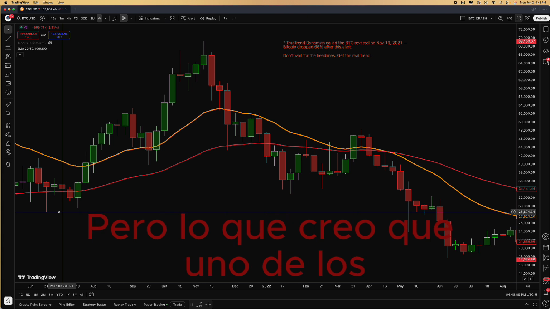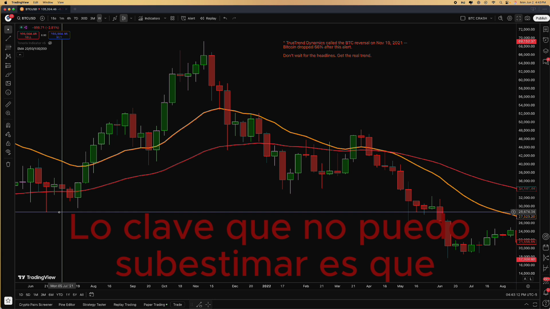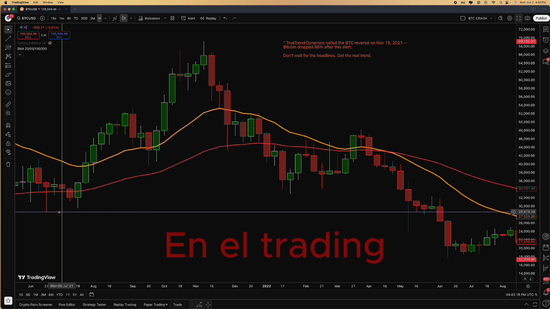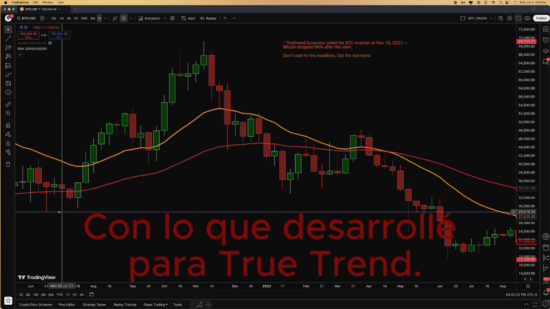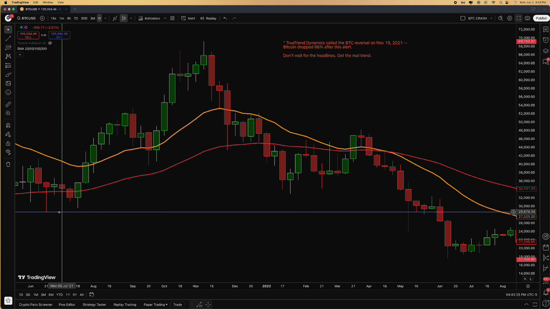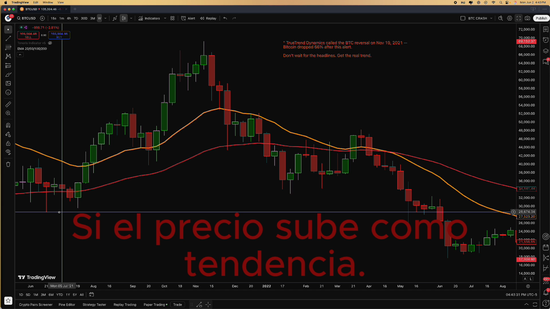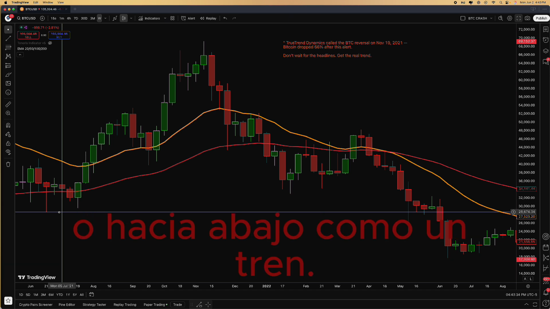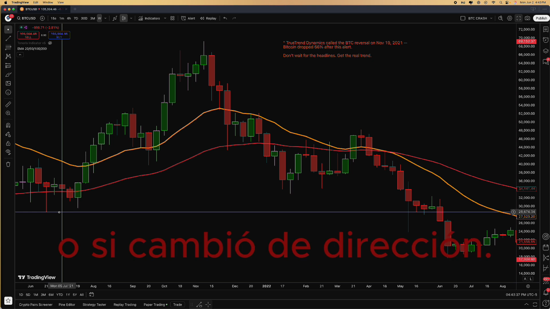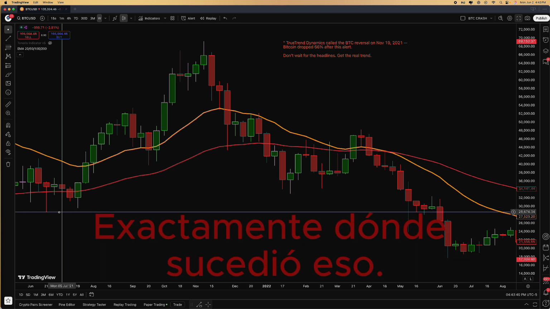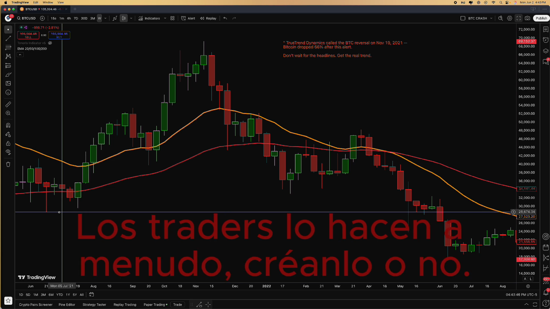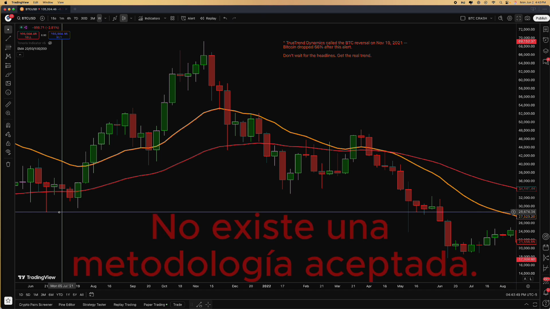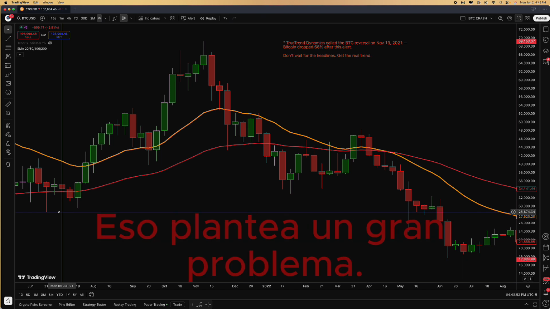But one of the key things that I cannot overstate is that in trading, I have never met anyone except for myself, with what I developed for TrueTrend, who can tell you definitively if price is going up as a trend or down as a trend, or if it's changed directions, exactly when that happened. Now, that may sound like something that traders do all the time. Believe it or not, it's not. There is no accepted methodology.